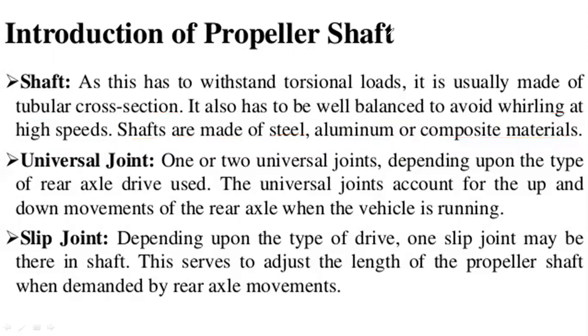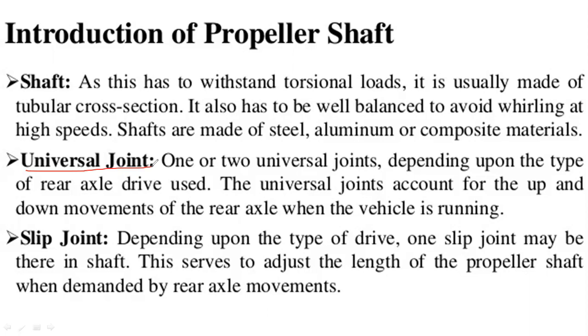And the next one, universal joint. It is also one main component in the propeller shaft. This universal joint joins two different cross sections. One is the propeller shaft and the other one is the engine connecting rod, that is the driving rod.